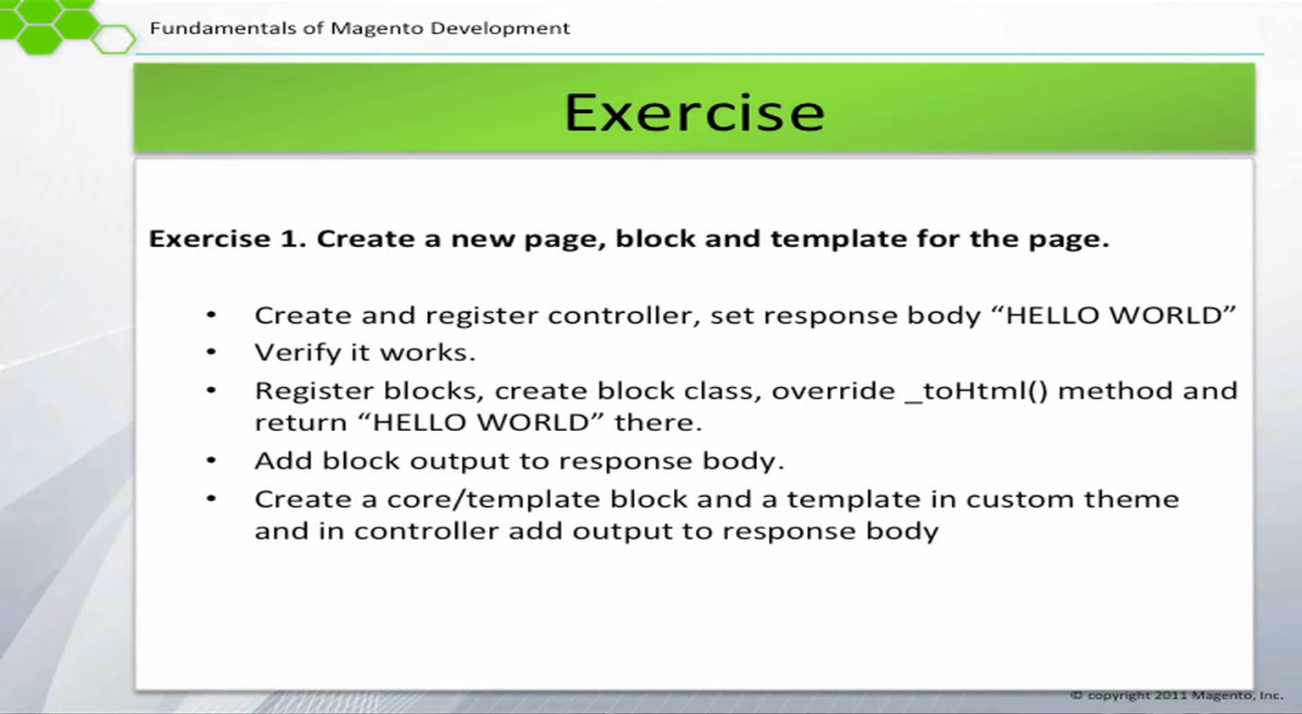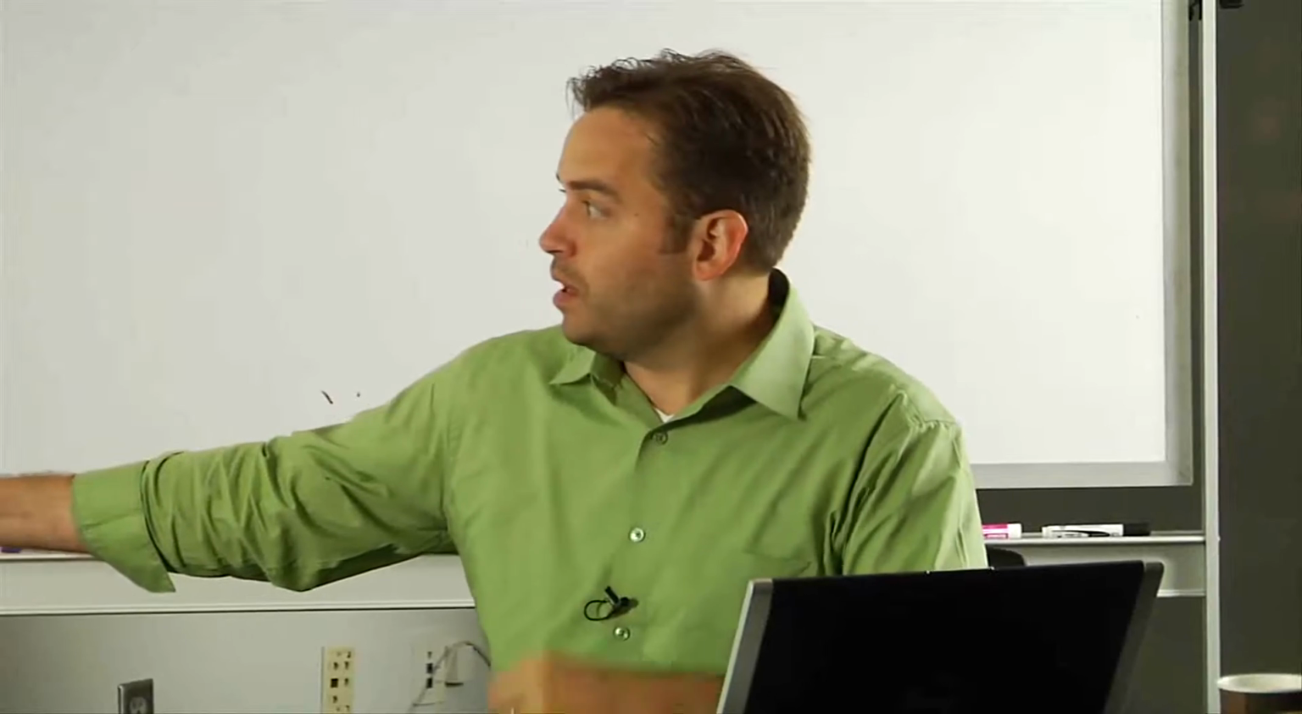Create a core template block and a template in the custom theme, and in the controller add output to response body. I'll just put that slide up. I think you should have the same slide now. So create a core template block; we're actually going to create a literal Mage core block template. We're going to instantiate that block, and we're going to have a template in our custom theme, and then inside our controller, we're going to get that output somehow and add it to the response body.